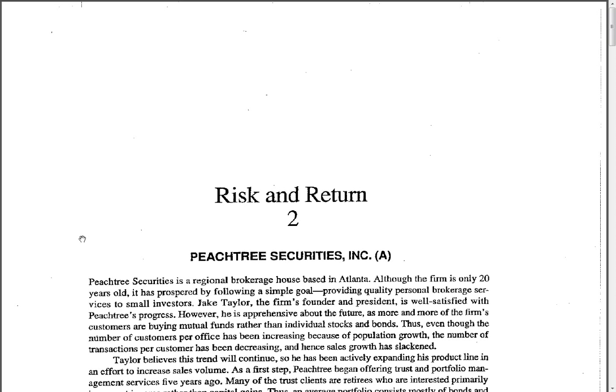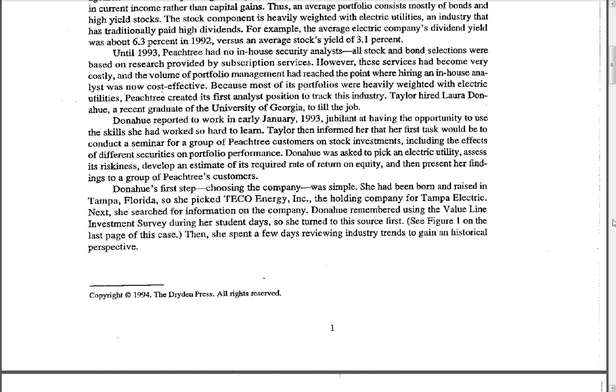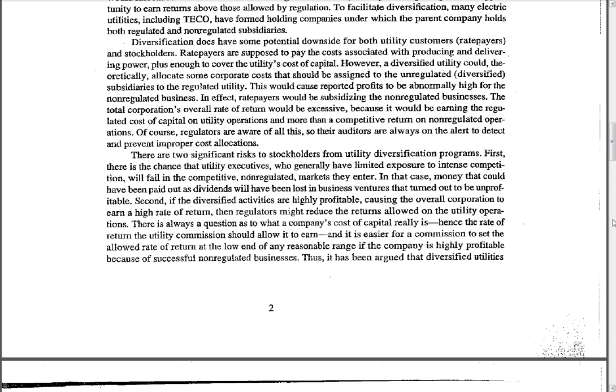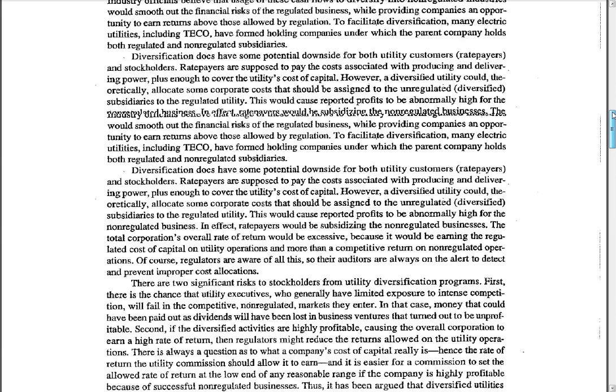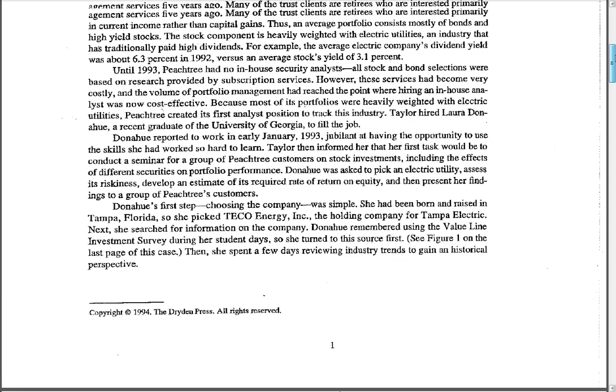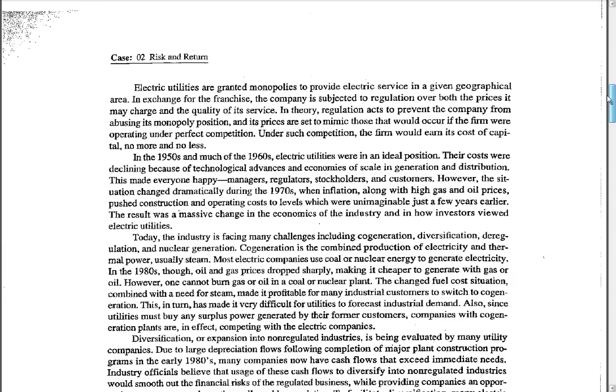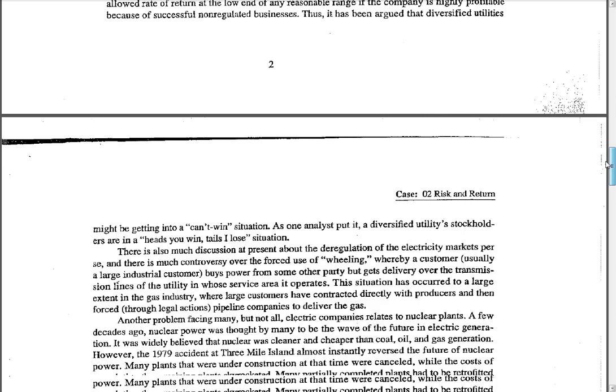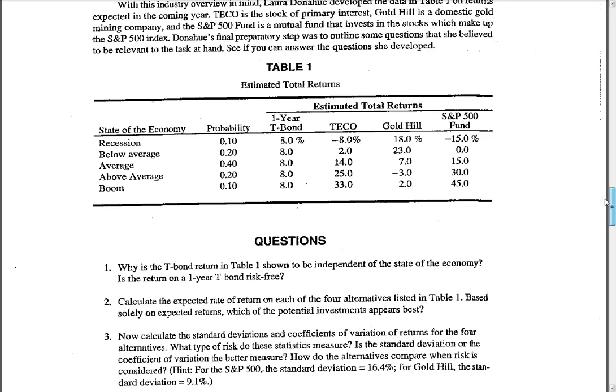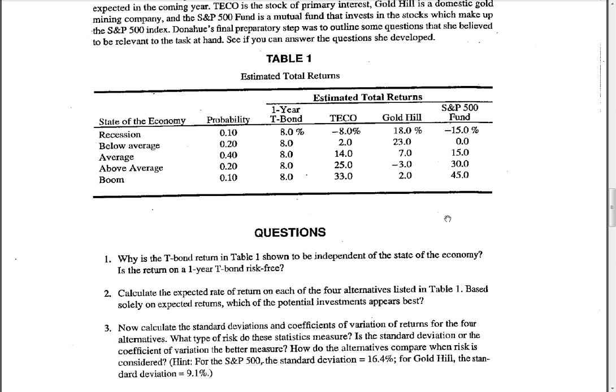So I wanted to clarify and go over the risk and return case 2. See if it'll let me scroll. Alright, so quite a bit of reading on the case. A lot of this information, make sure you read all this to get the background information on the case, what you're doing and why you're doing it. But truthfully, the main thing you need is this table right here, Table 1.